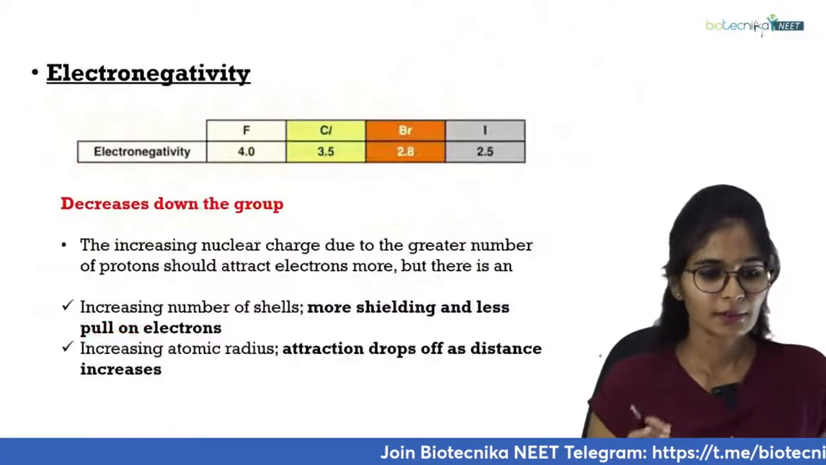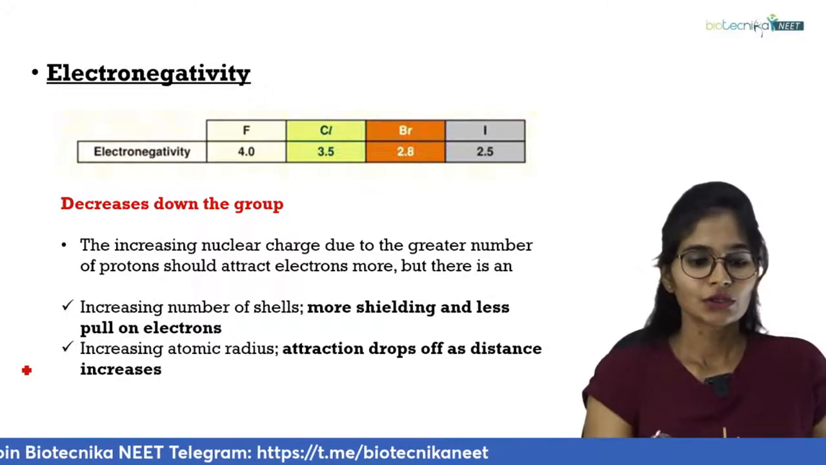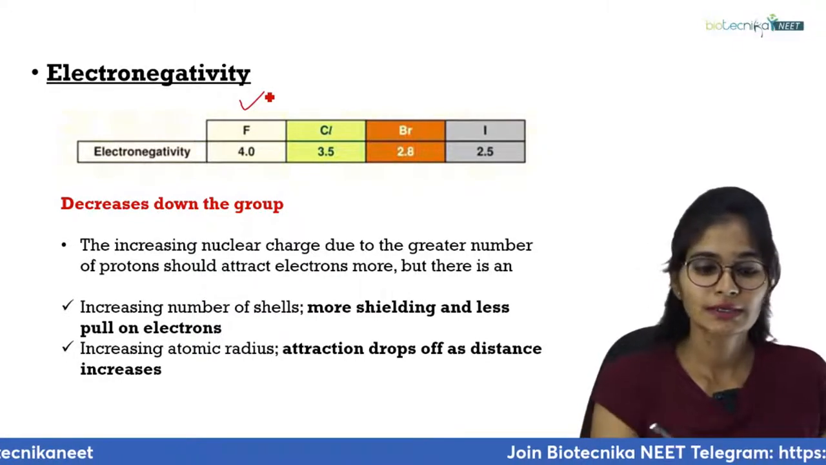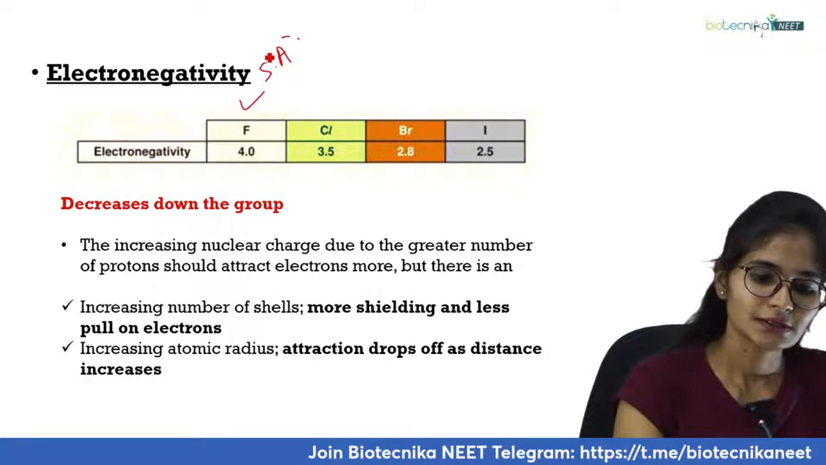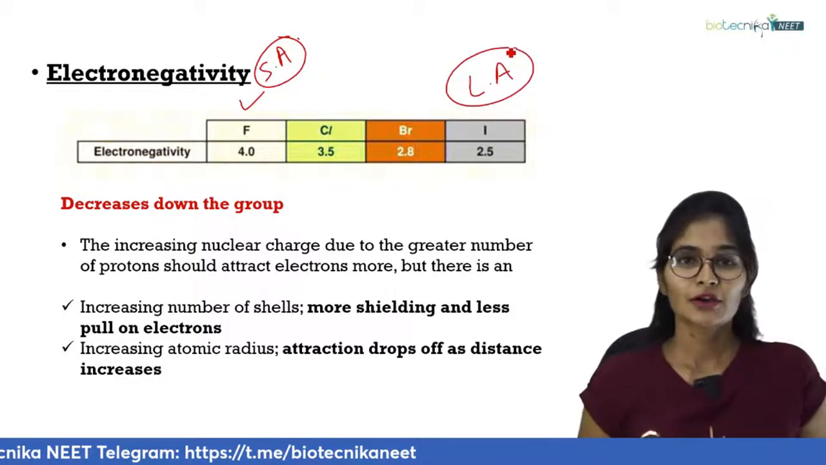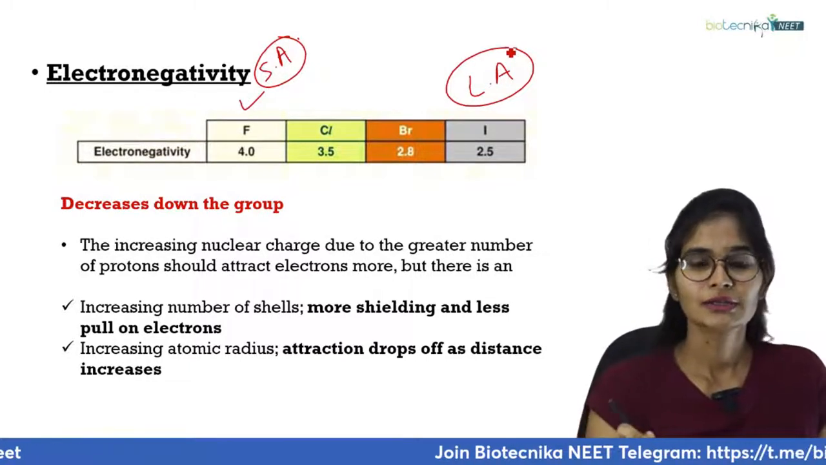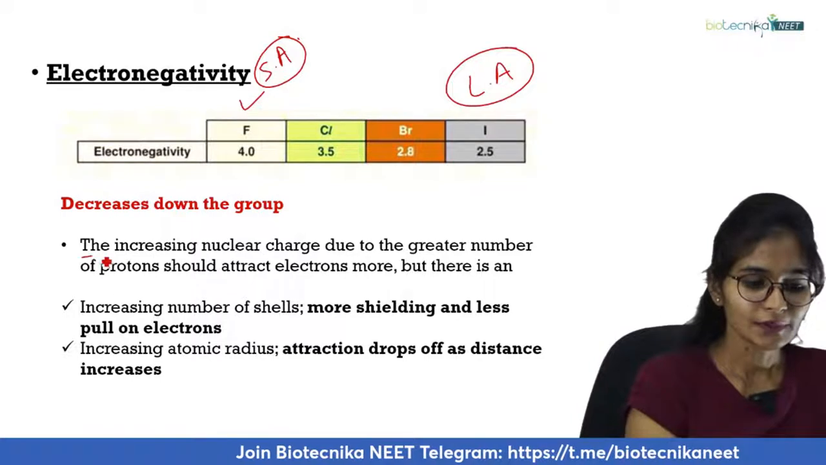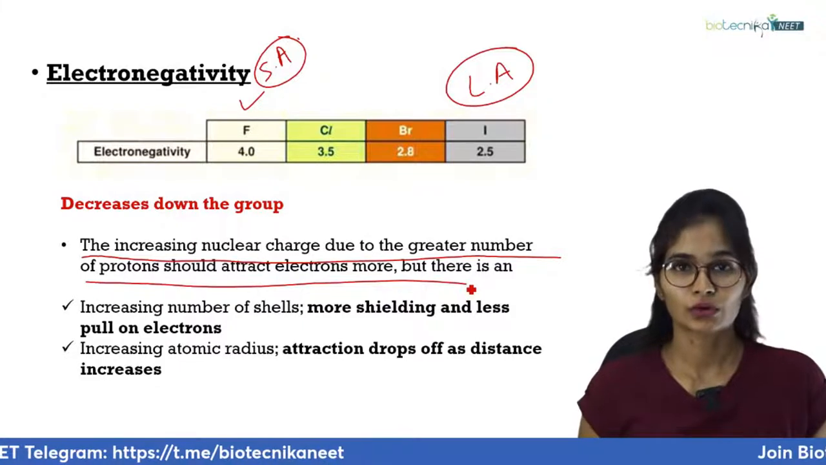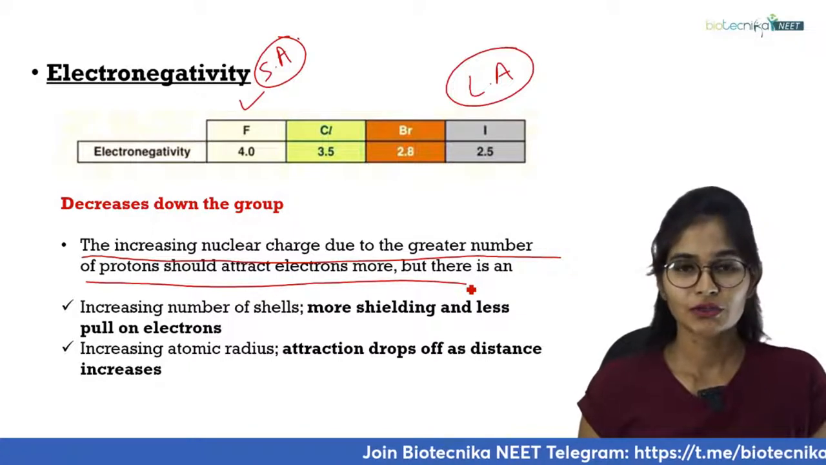Now coming to the next part, electronegativity. The electronegativity of fluorine is always higher. We have already concluded why: fluorine is smaller in size and iodine is larger in size. When we compare size, iodine is larger and fluorine is smaller, right? So since fluorine is smaller, there will be an increase in the nuclear charge due to the greater number of protons, which attract the electrons more, right? Because they attract the electrons more, fluorine is more electronegative compared to iodine.